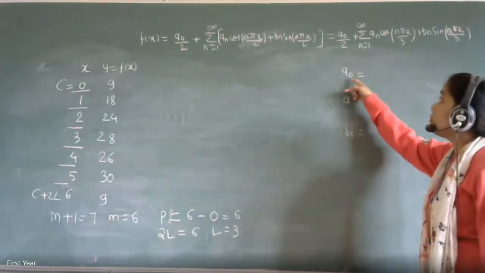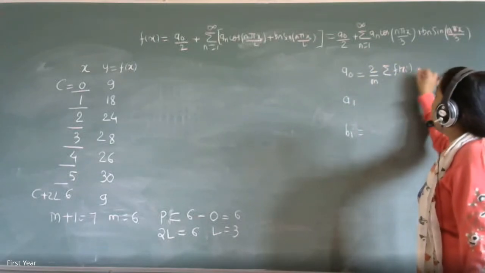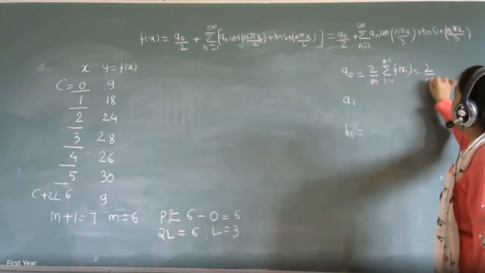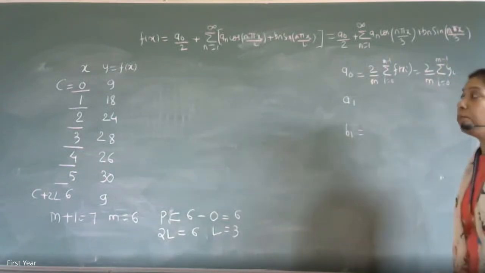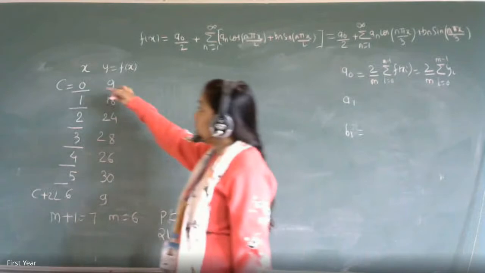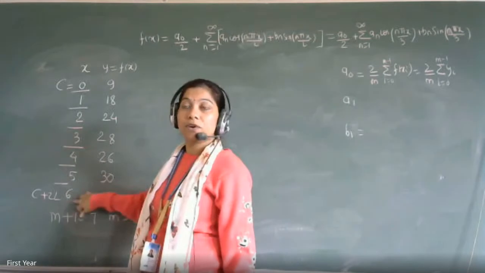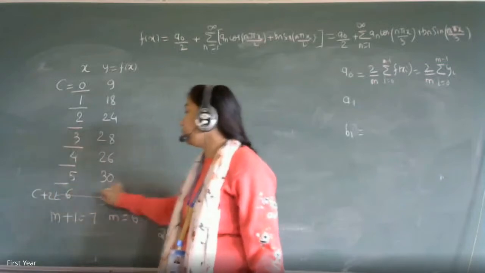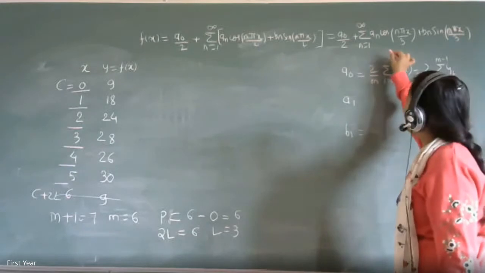What is the formula for a0? 2 by m summation f of xi, i going from 0 to m minus 1. 2 by m summation yi, i going from 0 to m minus 1. What is m minus 1? Or rather, if I consider m points, how many total points are there? 1, 2, 3, 4, 5, 6, 7. So which is the one which is repeated? The first and last, the image is the same. So any one you have to take. So take the first one. So the points are from 0 to 5.